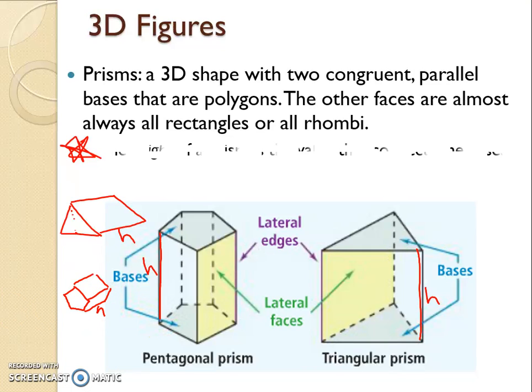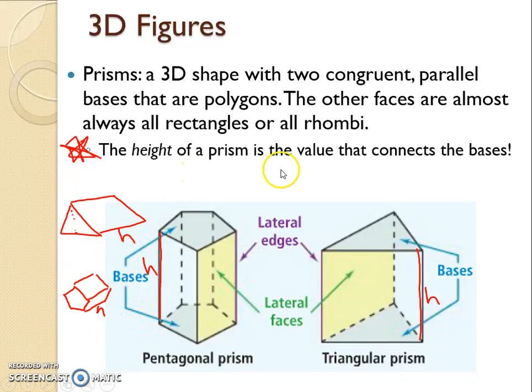Okay? So the height of the prism is the value that connects the bases. It's the value that connects the top and bottom bases. The value means the line that connects these two bases, even though it's sideways. If this connects the top and bottom bases, that is considered the height. Okay?